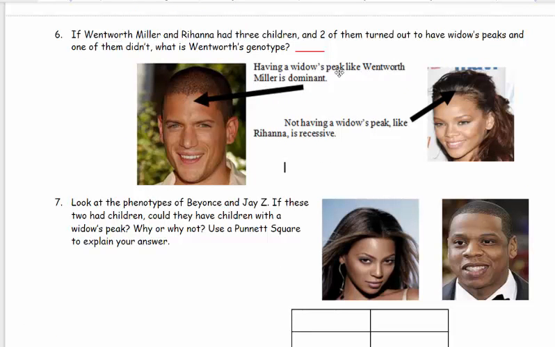Okay, welcome back. Question number 6 talks about 2 superstars. We have Wentworth Miller here and Rihanna. You can see that Wentworth has a very distinct widow's peak, whereas Rihanna has no widow's peak. It's very flat across her hairline there. Widow's peaks happen to be a dominant trait. Rihanna has a recessive trait. So as we look at this, the question is, what is Wentworth's genotype?